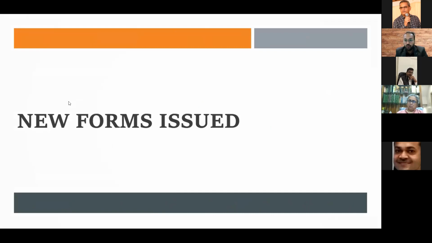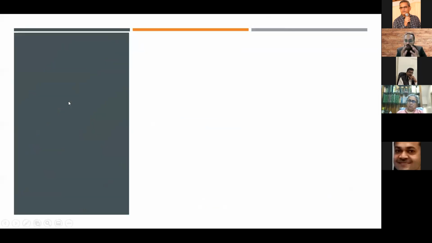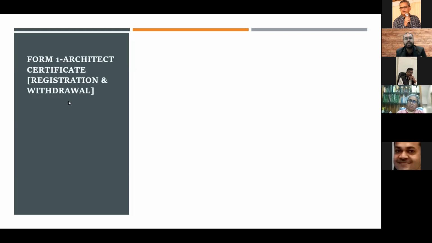Let's talk about the new forms. I've covered all the forms, because to understand what's new in other forms, especially 2, 3, and 5, we need to understand 1, 2, 2A, and 4 also. So I've covered only the highlights, what are the changes in these forms. First, we will deal with Form 1, Architect Certificate.